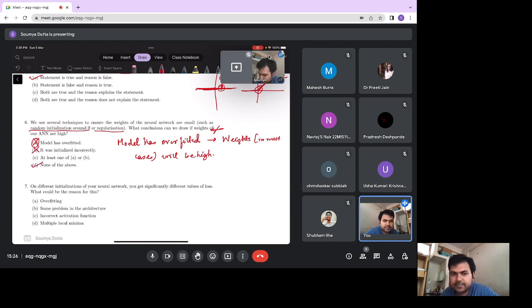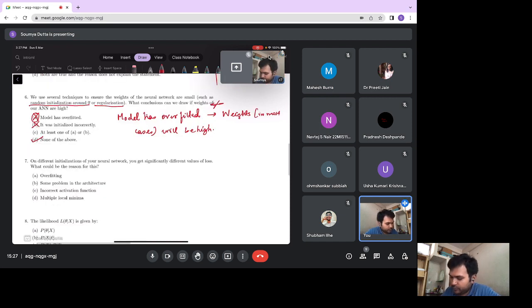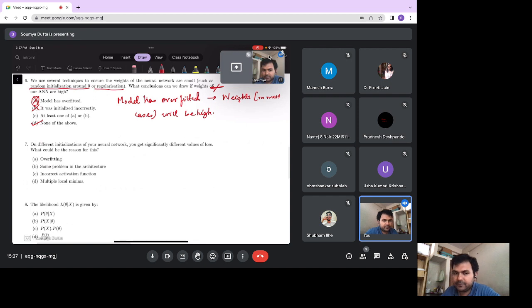So basically just by looking at the weights of a trained neural network, it is very difficult to understand whether your model has overfit, it has underfit, or something has gone wrong. You only have to look at the validation set performance, and only then you will understand what is happening with your model. Okay. Overfitting and all those things can't be found out by looking at the weights of the neural network.